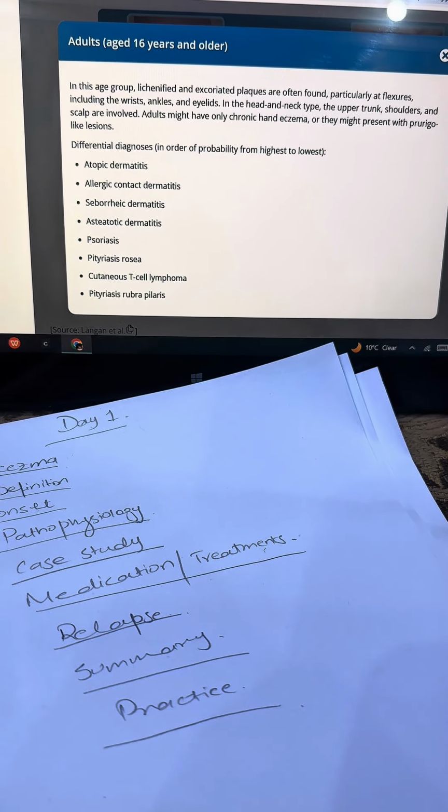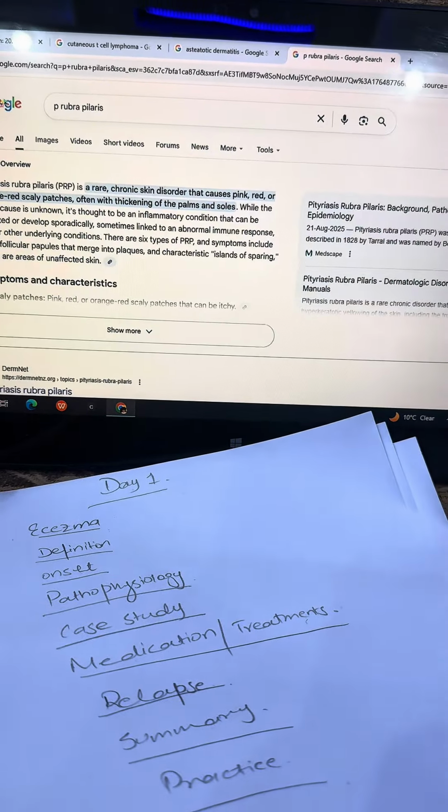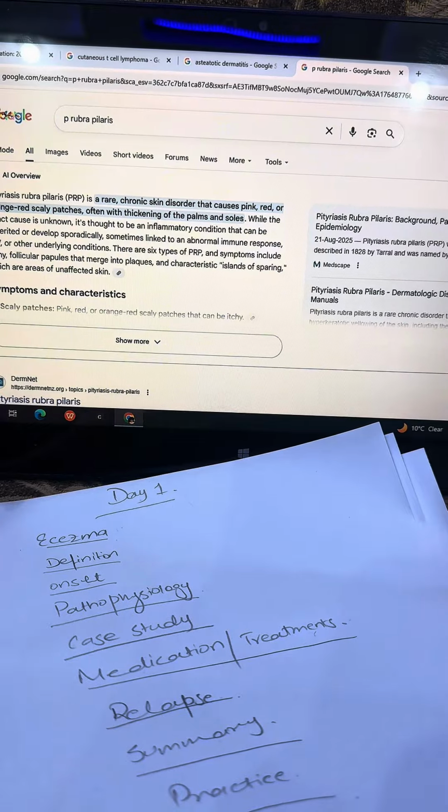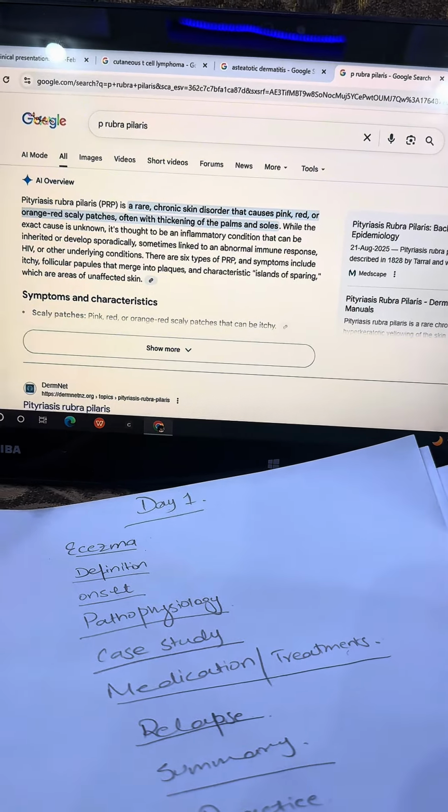pityriasis rubra pilaris. In cutaneous T-cell lymphoma, the inflammation starts from the T cells. You can clearly see the inflammation and the itching on the skin, and the scaling and the erythema. It is also known as non-Hodgkin lymphoma. And atopic dermatitis includes severe itch and severe inflammation of the skin. It is a chronic skin disorder that causes pink, red, and orange-red scaly patches on the skin.